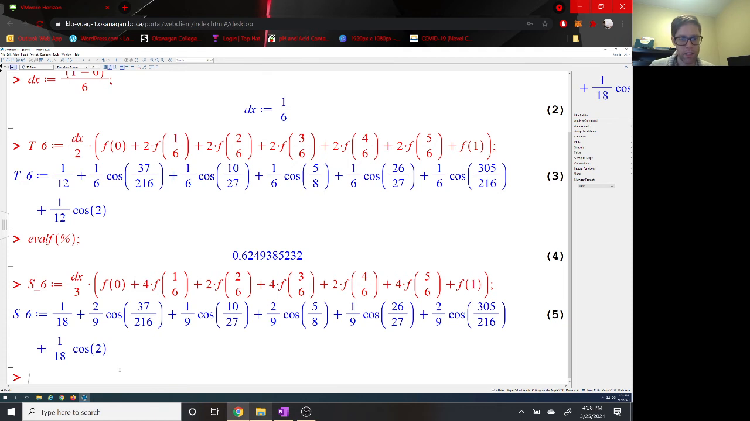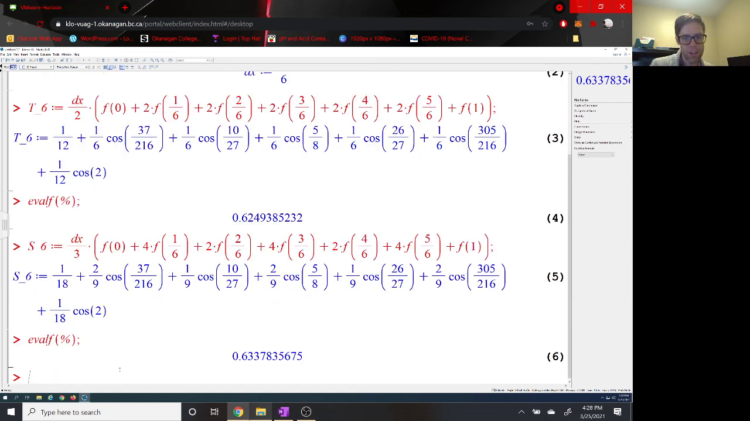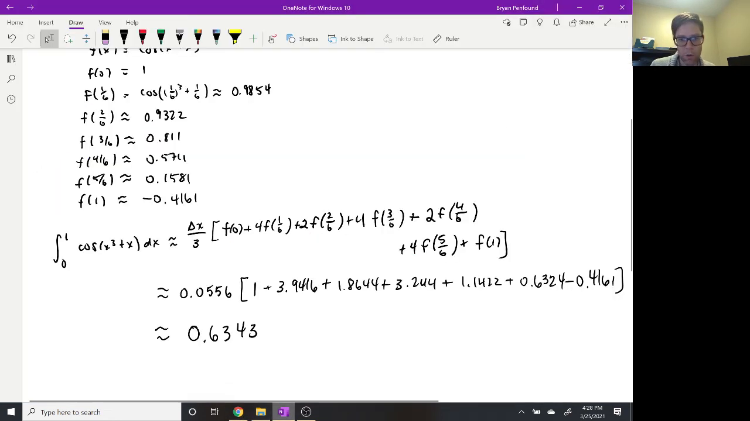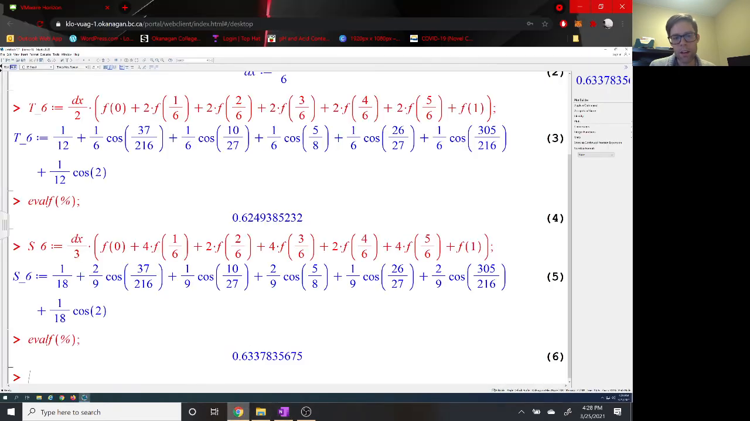Okay, once again, Maple's going to spit out this really lovely number that's of no use to us because that is not a decimal number. So we're going to evaluate it as a float, and Maple's going to tell us that using Simpson's rule, we should get about 0.63378, which I think is pretty close to what we got, 0.63. So we're a little bit off because of rounding here. So we're not quite as accurate as we could be, but we're close enough that I'm not too concerned.